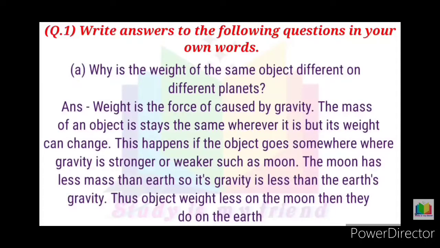Why is the weight of some object different on the different planets? Answer. Weight is the force caused by gravity. The mass of an object stays the same wherever it is, but the weight can change. This happens if the object goes where the gravity is stronger or weaker, such as on the moon. The moon has less mass than the earth, so its gravity is less than the earth. Thus the weight of an object on the moon may not be the same as on the earth.